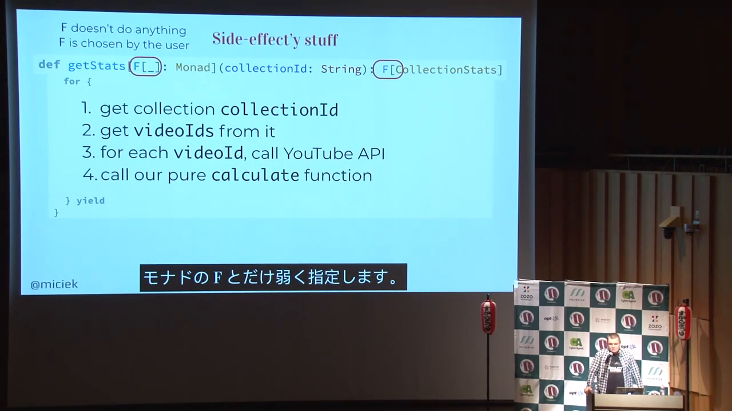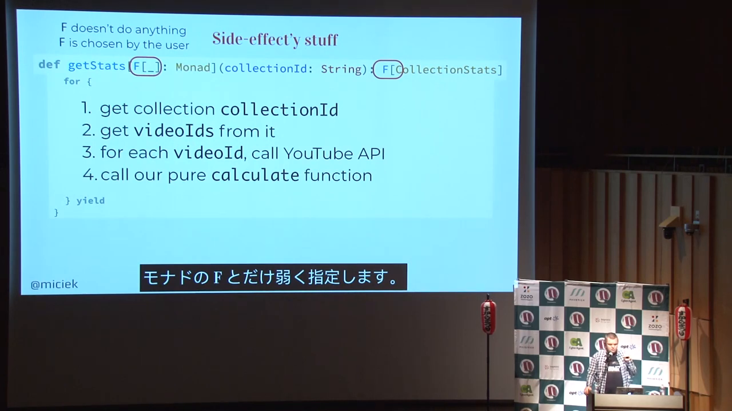F-type is an effect type that doesn't do anything. It really doesn't do anything. And the F is chosen on the call side. So the user of our function will choose the I/O or any other effect type they wish, right? But we here don't expect that, really. What we expect is all those things after colon.